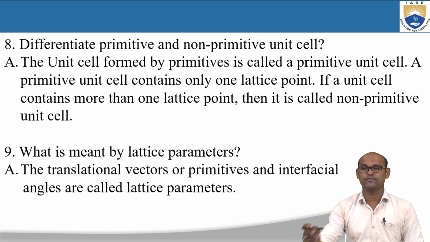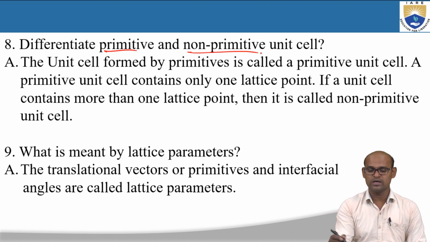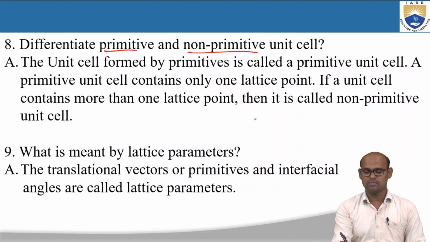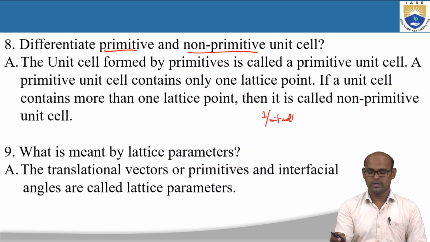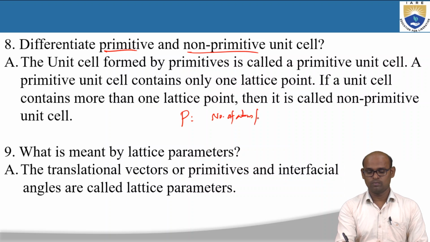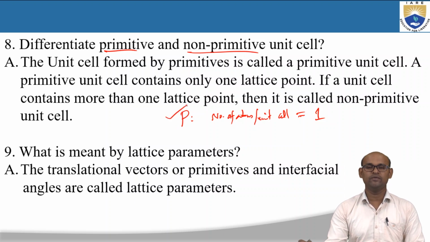There are different kinds of unit cells. You can have a primitive unit cell and you can have a non-primitive unit cell. So what is a primitive unit cell and what is a non-primitive unit cell? A primitive unit cell is one where the number of atoms per unit cell must be equal to 1. Let me write it clearly. If the number of atoms per unit cell is 1, then we are going to call that a primitive unit cell.